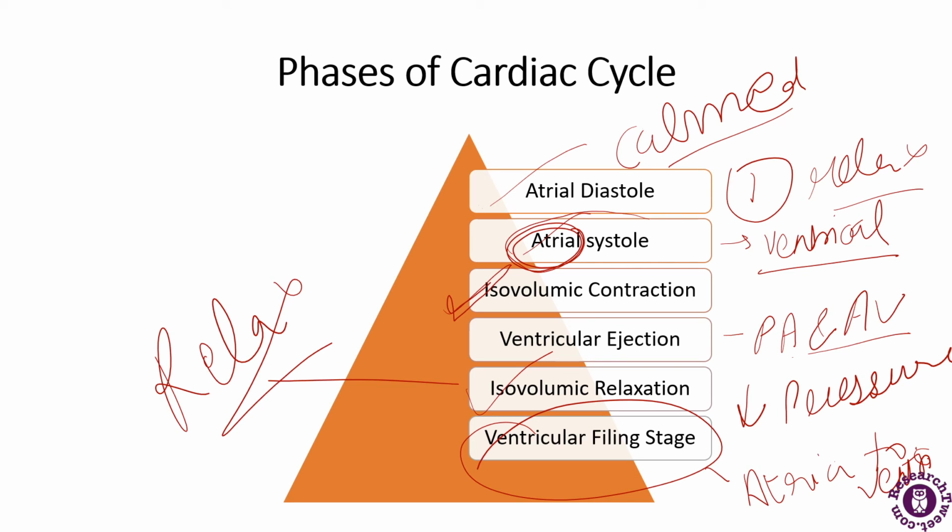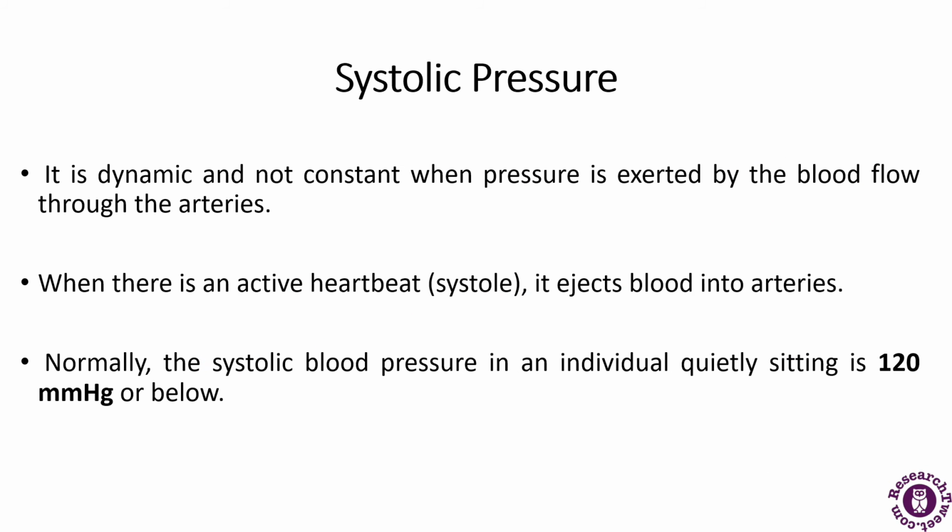After that, there are three phases that involve the flow of blood to the pulmonary artery from the ventricles. So these are the phases of the cardiac cycle. Next I will be discussing the systolic pressure and the diastolic pressure.